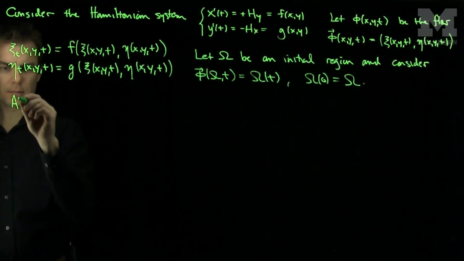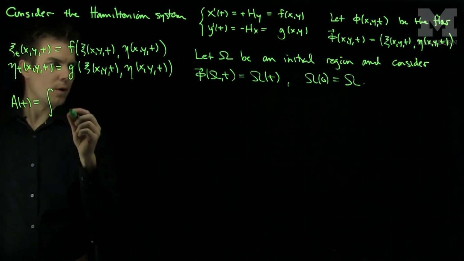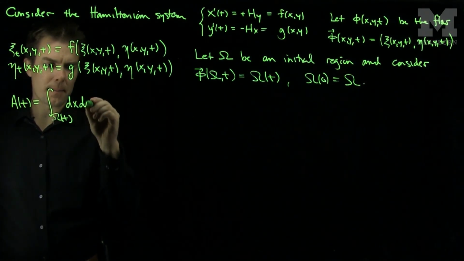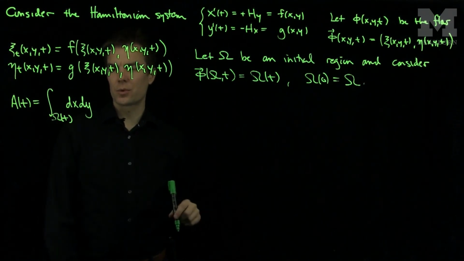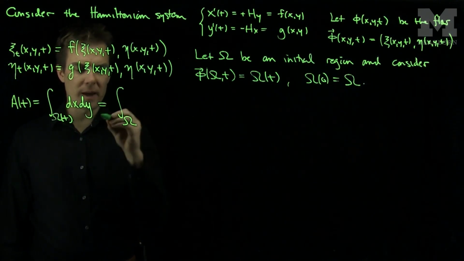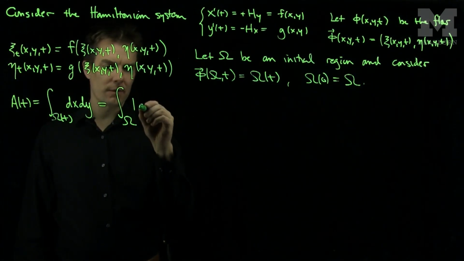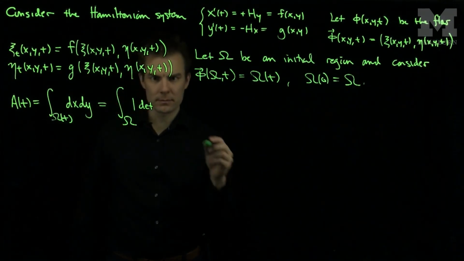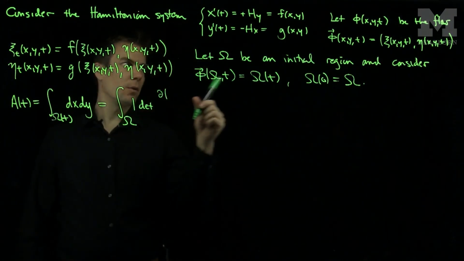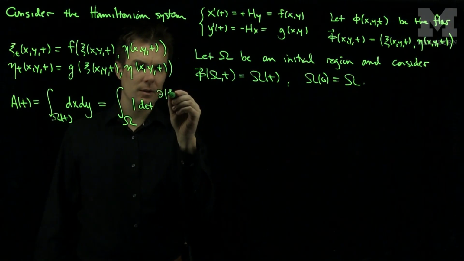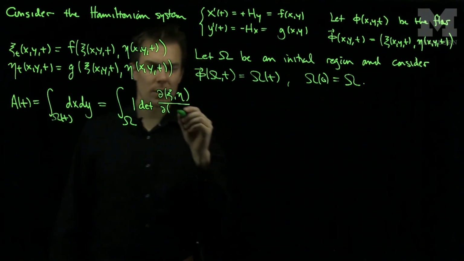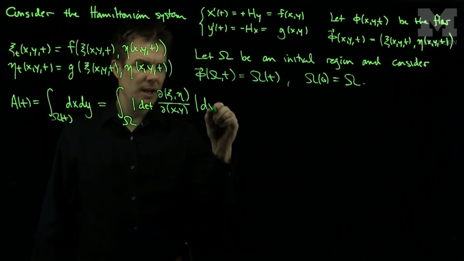So the area A(t) is the integral over omega_t of dx dy. And these are dummy variables, so I can change them to whatever I wish. And we know by the change of variable theorem that this will be the integral over omega of the absolute value of the determinant of the Jacobian of the transformation. And the transformation, of course, will be the phi transformation, so it'll be the Jacobian of xi and eta with respect to the x and y coordinates, dx dy.